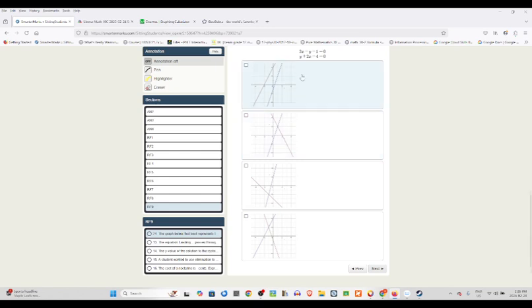Now, which one graphs the second one correctly? If x equals 0, y equals 4. So that tells us we have a y-intercept of 4, which they both do. Now, for y equals 0, x is 2. That's this one.